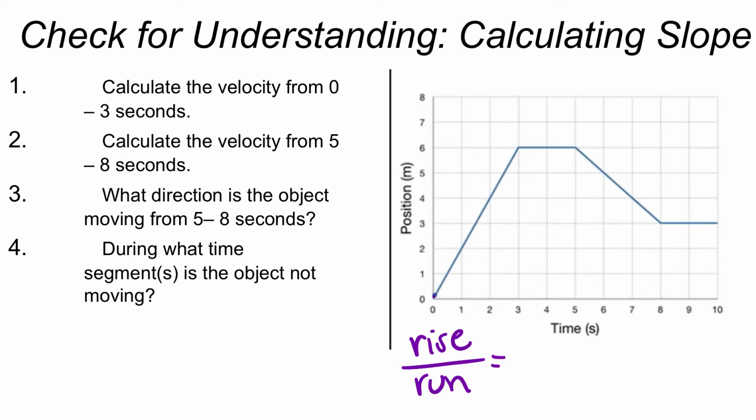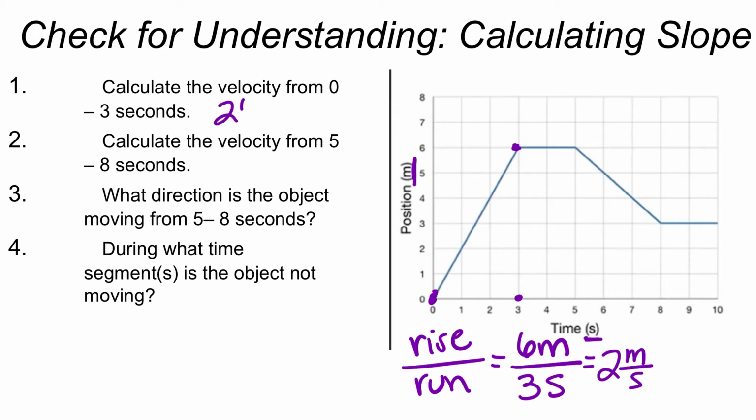Our rise goes from 0 up to 6, so 6 minus 0 is just 6. The units for that rise are going to be meters. It's whatever units are on your y-axis. Typically, again, it's going to be meters. And then your run, we're just going from 0 over to 3, so 3 minus 0 is just 3. Our units are going to be seconds because that's what's on our x-axis. Then we divide 6 by 3, and that's going to give us 2 meters per second. So we're going a positive 2 meters per second for those first 3 seconds.